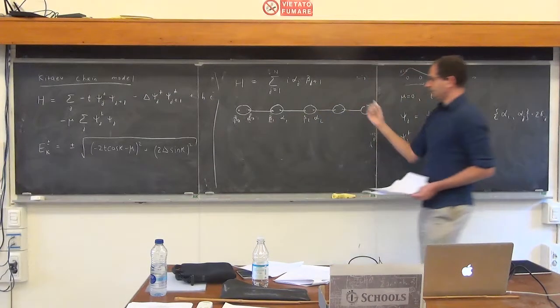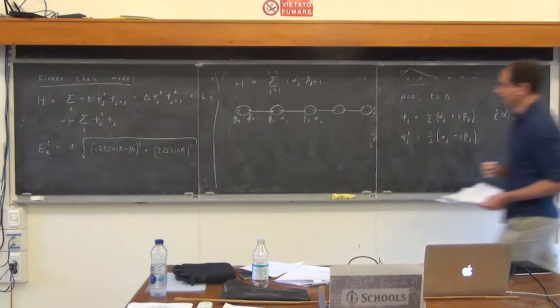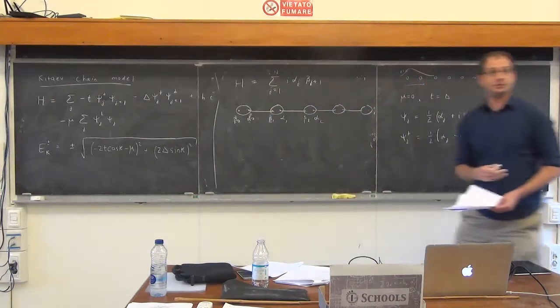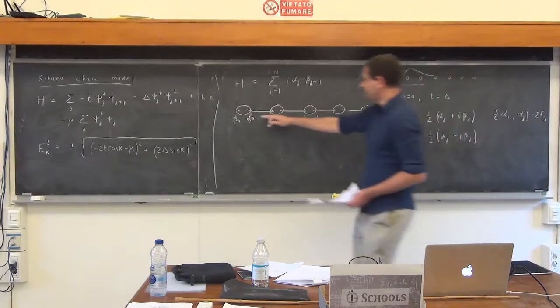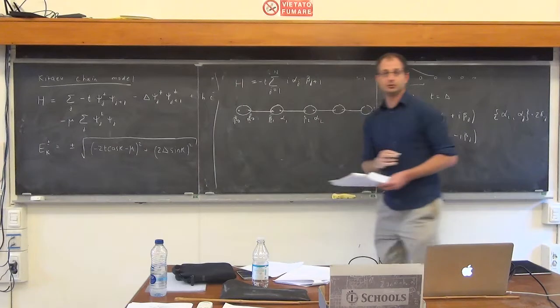This is essentially the same construction as the AKLT Hamiltonian that we saw before for a spin 1 chain. There you split every spin 1 into 2 spin halves. Here you split every fermion operator into 2 Majorana operators. And then this is actually very simply exactly solvable. You just, okay, sorry, there's a minus t here. Okay, t is equal to delta.